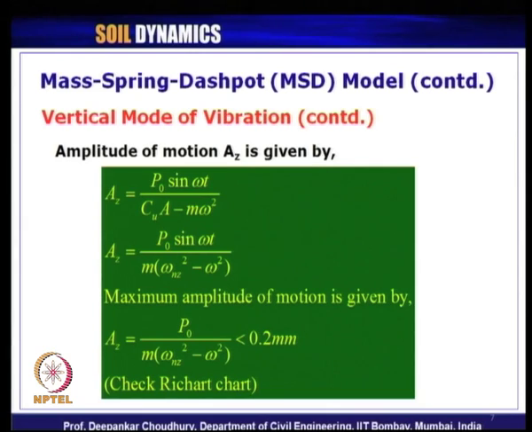surrounding structures is ensured. Now, this is for the case of an undamped system, whereas all practical systems, as we know, will be damped systems. In that case, the expression to compute A z, which we already derived in our module 2, needs to be used, that is P naught by k times root over 1 minus r square whole square plus 2 eta r whole square. That value of A z also needs to be checked with respect to the specification of 0.2 mm and the Richards chart qualitative assessment.